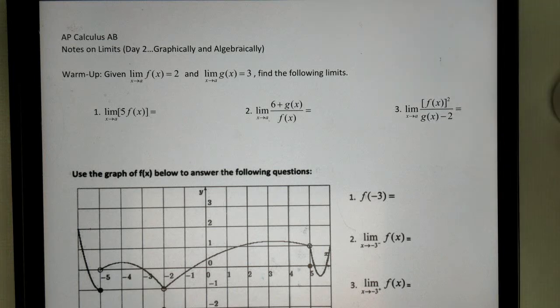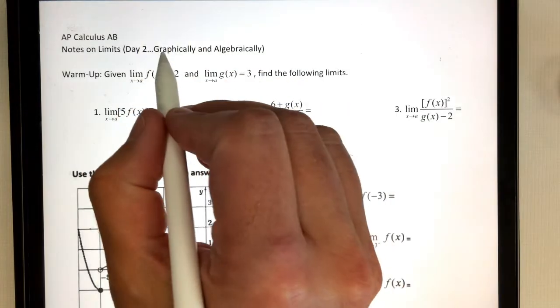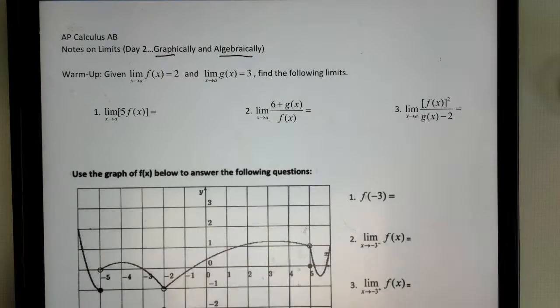Hello, welcome back. Today we're going to continue our discussion on limits. We're going to specifically talk about graphical limits and algebraically, and solving them, start talking about them algebraically.